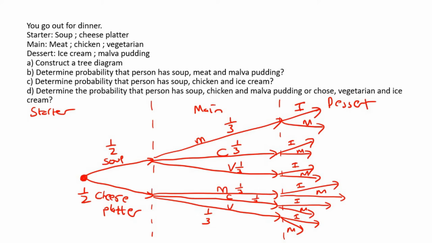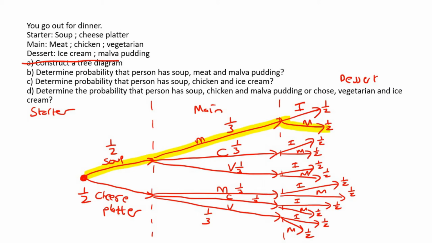And then for the desserts, there's a 1 in 2, because there's 2 desserts. So each of these is going to be 1 in 2, 1 in 2, 1 in 2, 1 in 2. Okay, now that's a tree diagram. Now the first question says, question B, determine the probability that the person has soup, meat, Malva pudding. Okay, so all that you do now is you're just going to highlight that pathway. So soup, meat, Malva pudding. Excellent.